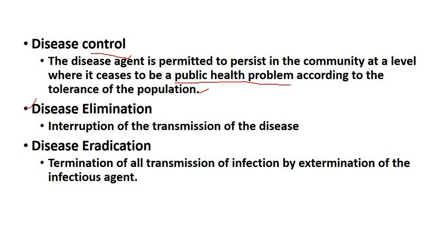In the disease elimination phase, it is the interruption of the transmission of the disease. So here in control, we just allow it to persist in the community, but in elimination, the interruption of the transmission has happened. So transmission has been interrupted by the program, by the control measures.